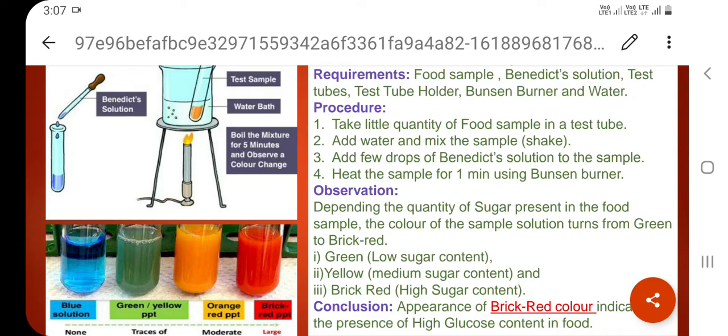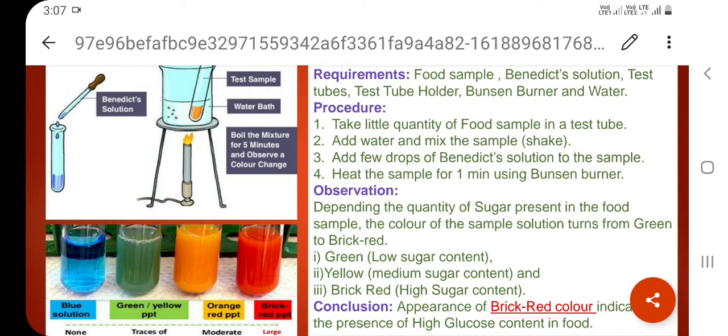The procedure is very easy. Take a little quantity of food sample in the test tube, add water, mix the sample and shake it. Add a few drops of Benedict solution to the sample. Benedict solution is blue in color. Then heat the sample for 1 minute using a Bunsen burner.